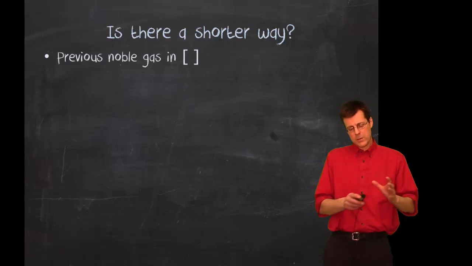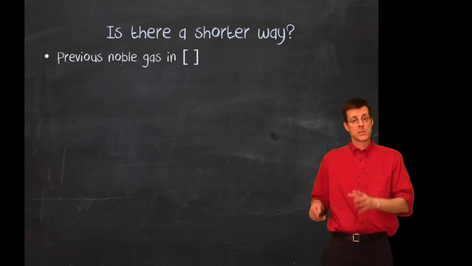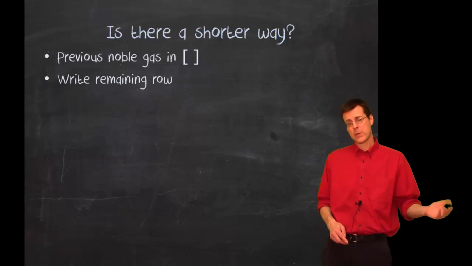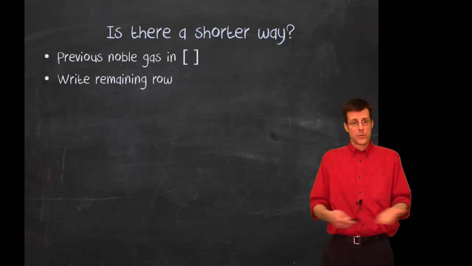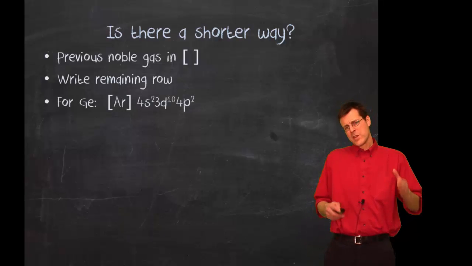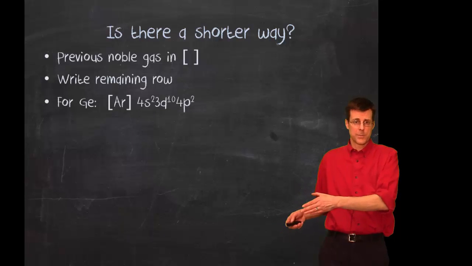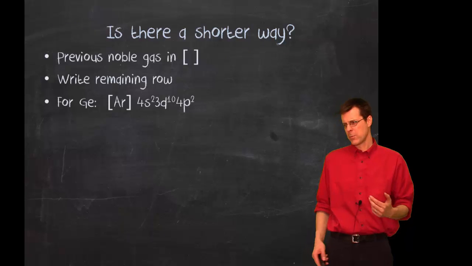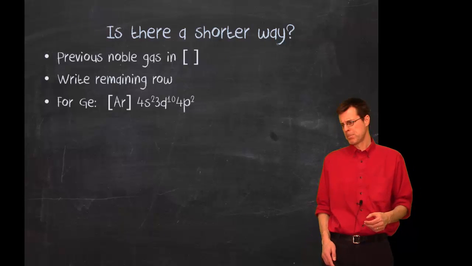The shorter way involves putting the previous noble gas, the last element in the previous row, in square brackets, and that represents the core of that atom. Then write the remaining row. Well, what if it's a noble gas? Same thing, you would just have a longer row to do. For this one, the previous noble gas is argon. That takes care of the first 18 electrons, and now you have the remaining few to get up to the 32.